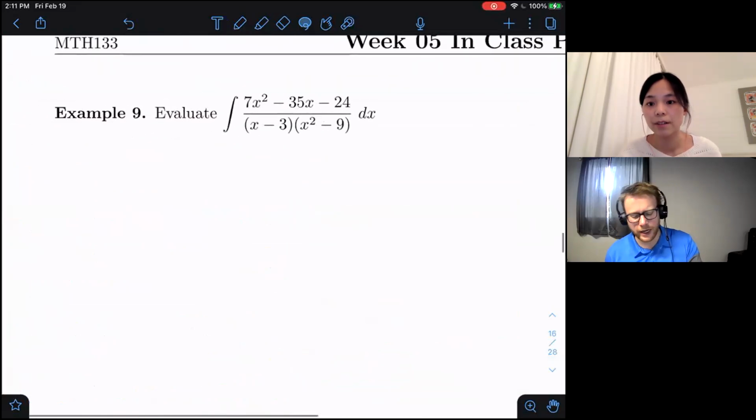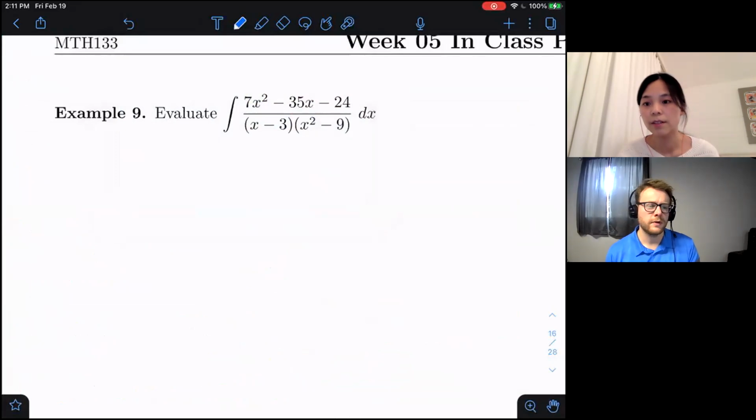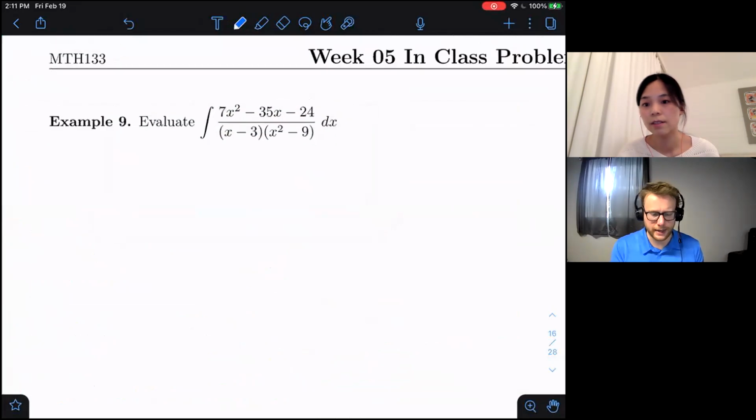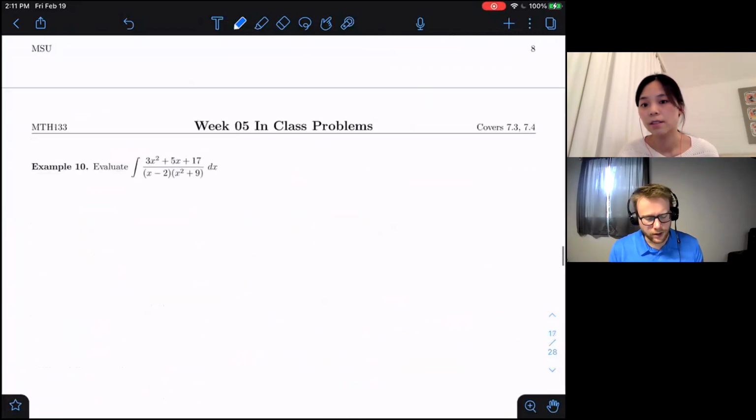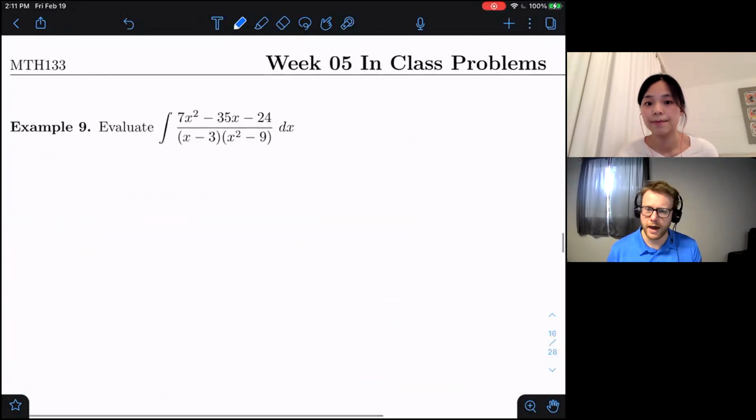Example number 9. Again, we're getting more complicated with each one of these. I also want to point out between example 9 and example 10 that they look quite similar. One has an x squared plus 9 in the bottom. This one has an x squared minus 9 in the bottom.